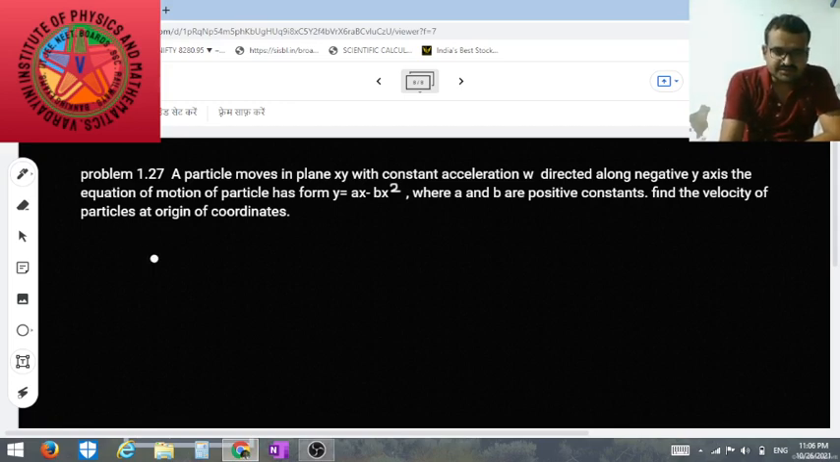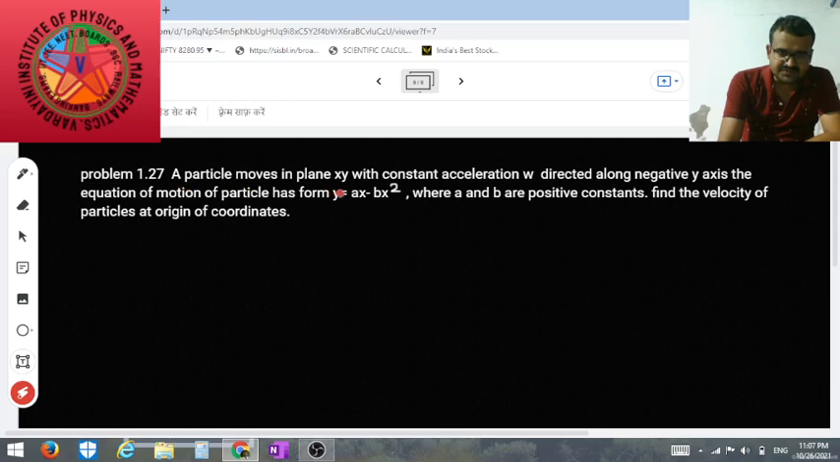Hello students, today we have a very nice problem of Irodov. This is problem number 1.27. It is related to motion in plane. Let us read the problem and try to solve that. This problem will make you understand how to deal with complex problems of the motion in a plane. So let us read this problem and try to understand the concepts lying behind it.